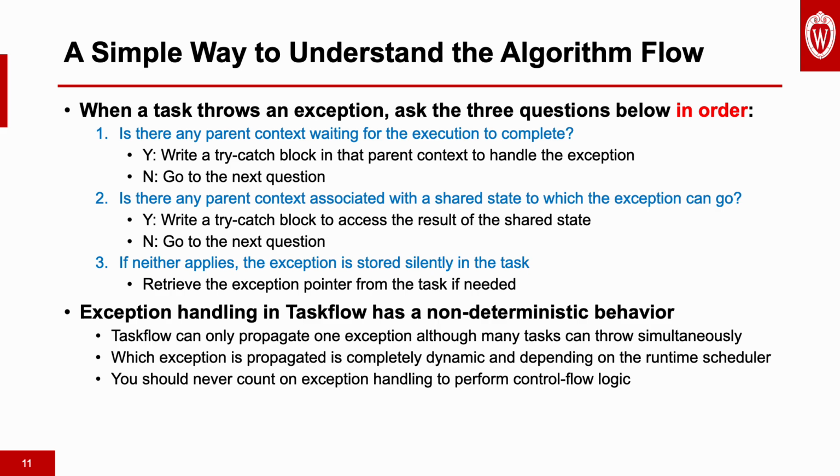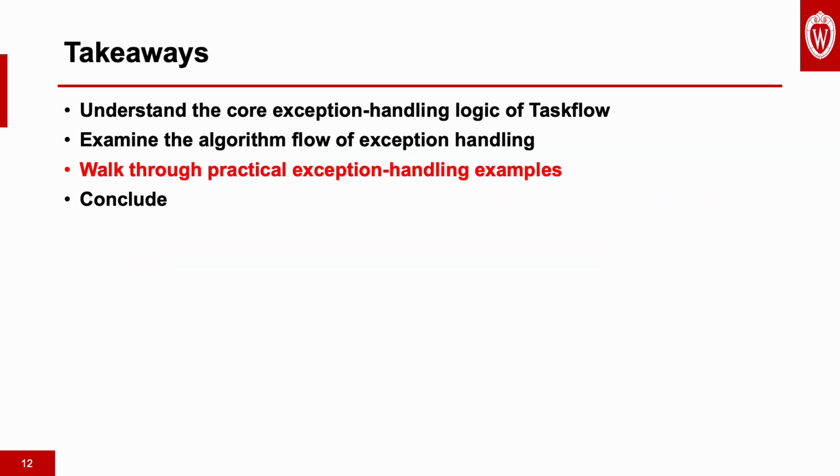It's important to notice that exception handling in Taskflow has a non-deterministic behavior. Taskflow can only propagate one exception, although many tasks can throw simultaneously. Which exception is propagated is completely dynamic and depends on the runtime. So, you should never count on exception handling to perform control flow logic. Now, let's walk through some practical examples so you can understand the exception handling logic of Taskflow better.